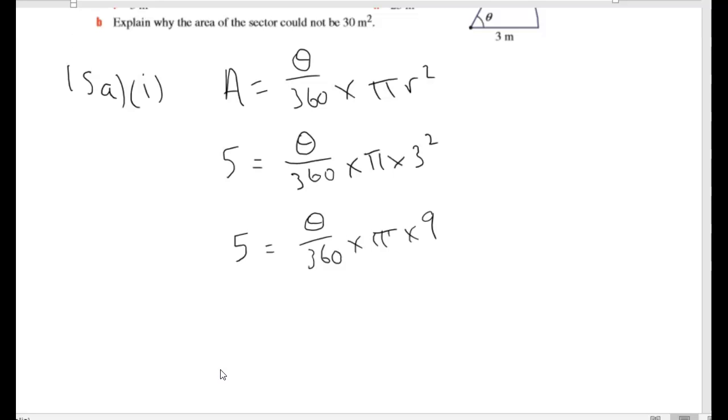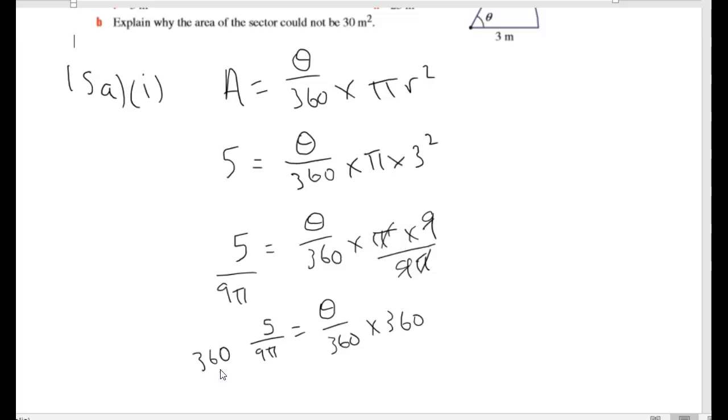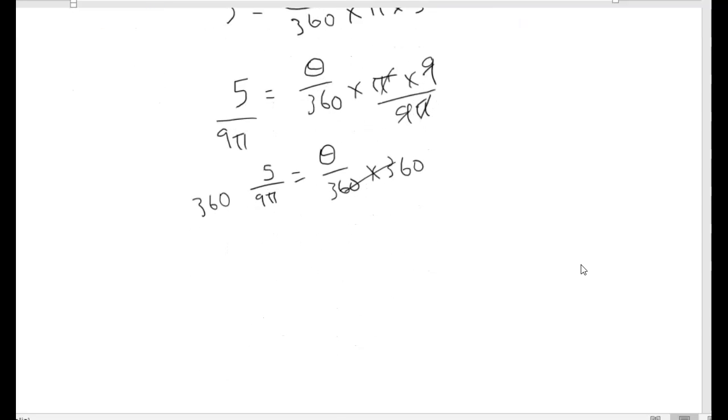So basically, let's get rid of this 9 pi first. So if I divide that side by 9 pi, so that means that pi cancels out with that, and the 9 cancels out with that. So I'll do the same to the left-hand side. So I'm left with 5 over 9 pi equals theta over 360. And then we'll get rid of this 360 by multiplying both sides by 360. Okay, so that disappears. And then you can just do 360. So theta equals 360 times 5 on 9 pi.